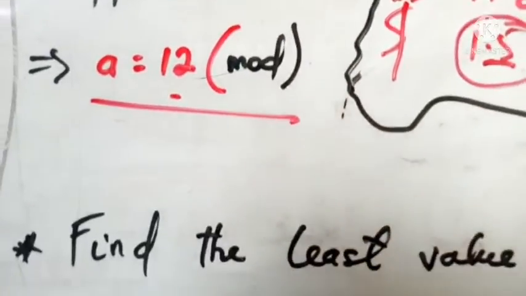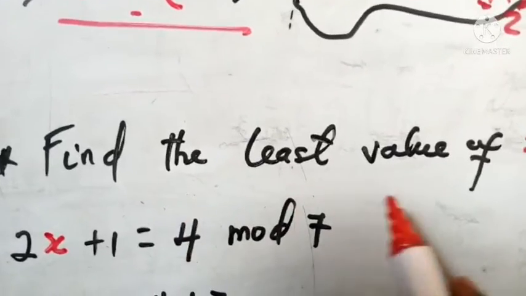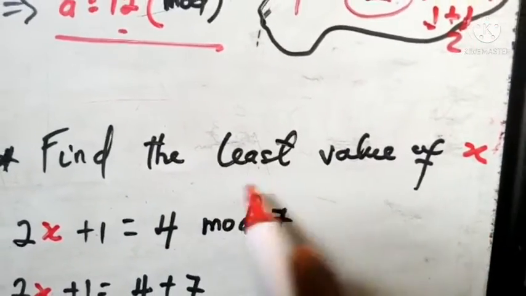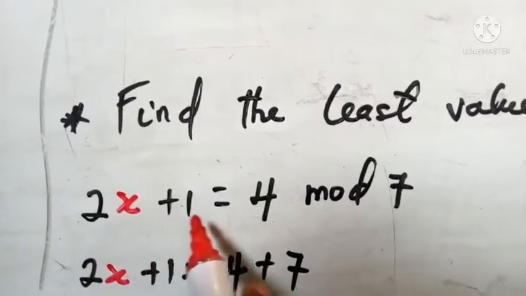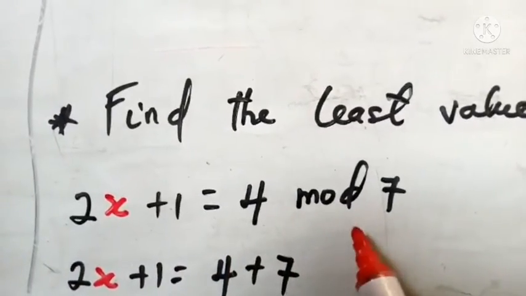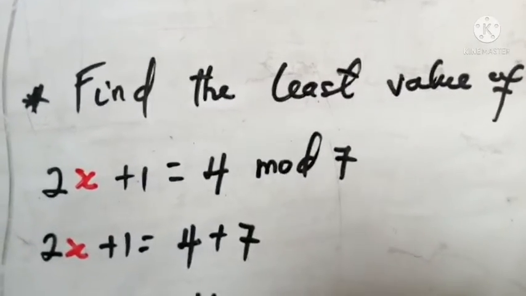So the final question here, the final trick under this video, is: find the least value of x, for which 2x plus 1 is equal to 4 mode 7. Right?